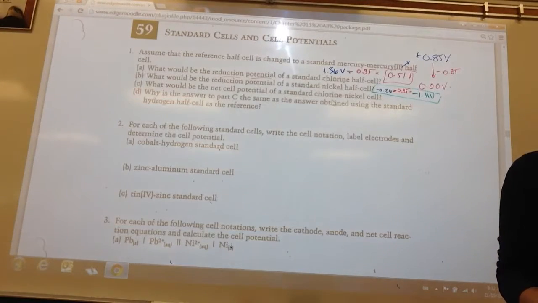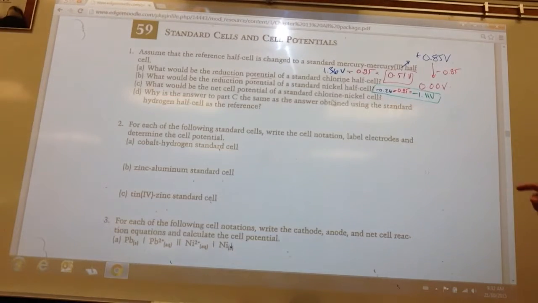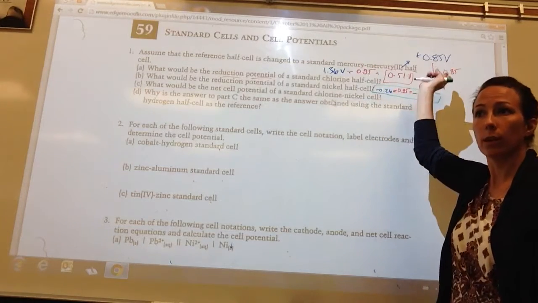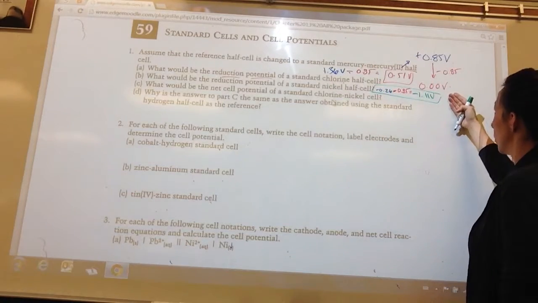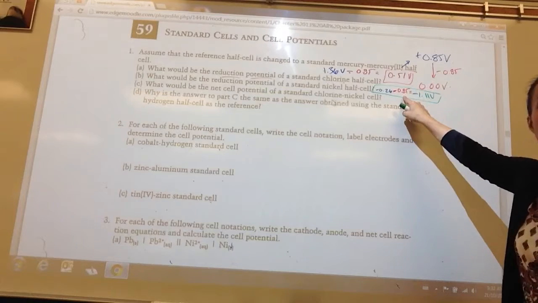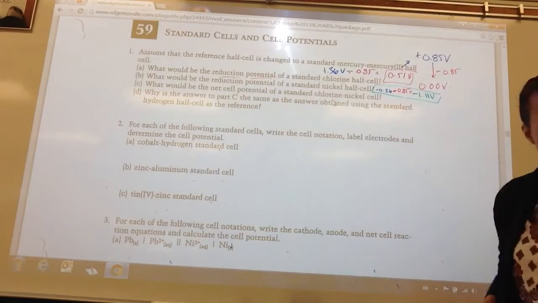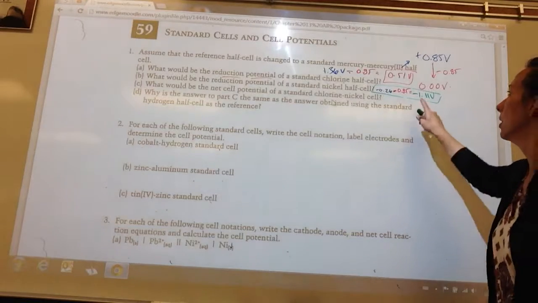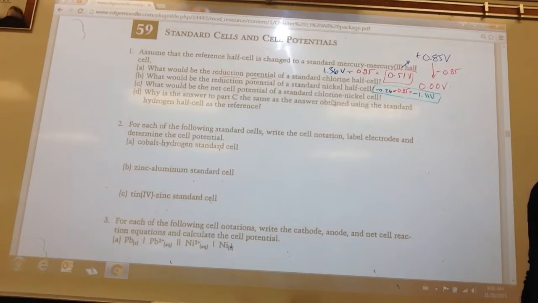Yeah? So it currently is this. What did I do to make the mercury become 0? I subtracted 0.85, so I'm going to subtract 0.85 from this because I'm moving the ruler down by 0.85. In fact, actually I'm moving it up. Anyway. And so therefore I get negative 1.11 volts. Everybody okay with that?